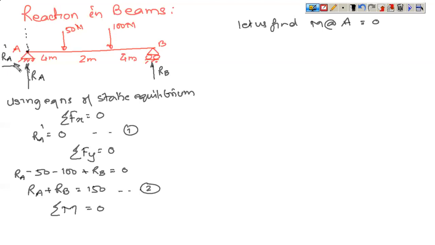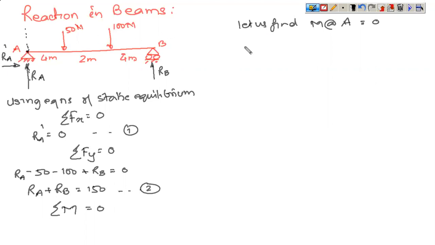Now let us take one force at a time. For force RA dash, it lies on the moment axis, so there is no perpendicular distance. The perpendicular distance is 0. For RA also, the perpendicular distance is 0. So there is no moment being produced due to RA and RA dash, because there are forces, but they do not have distances to support them or to produce moment.